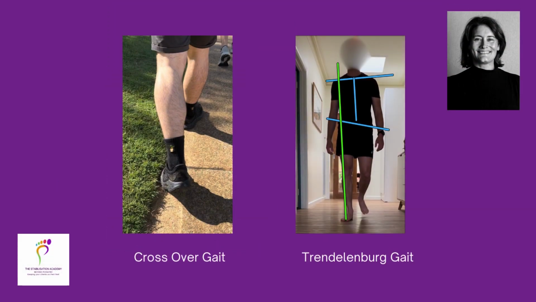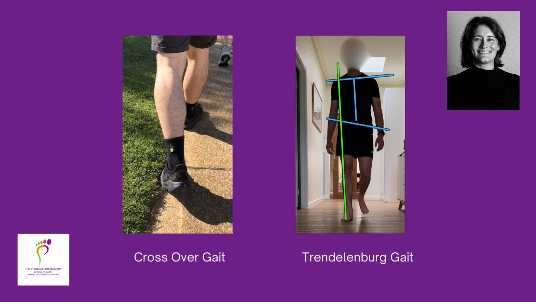Next, we have a crossover gait, which happens when the feet land too close to the midline of the body, moving out of the sagittal plane. This tells us that the glutes are not firing as they should, and this can increase stress on the IT band and lateral knee structures. You may also see scuffing on the inside part of the leg or on the medial aspect of the rear part of the shoe. And then we have the Trendelenburg gait.